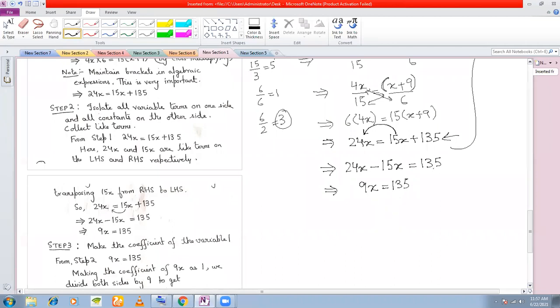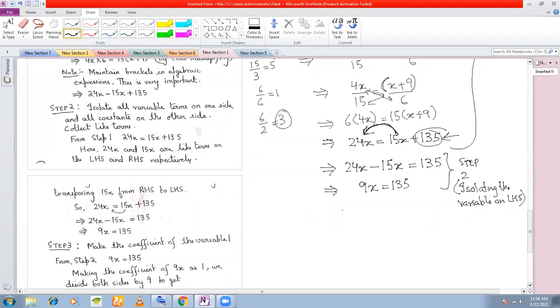So once you have isolated or separated the variables and the numbers, right? So if you see, I have taken all the variables on this side and I have kept this number on this side. So this becomes your step 2. Step 2 is isolating the variables on one side. In this case, left hand side. Isolating the variables on the left hand side.